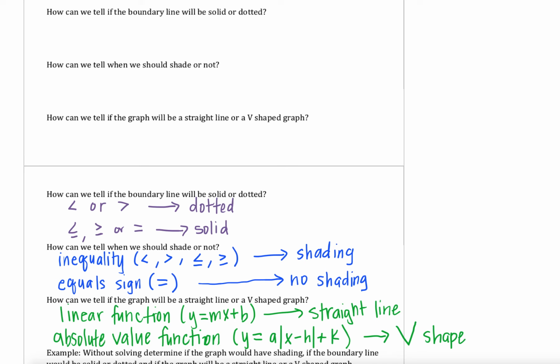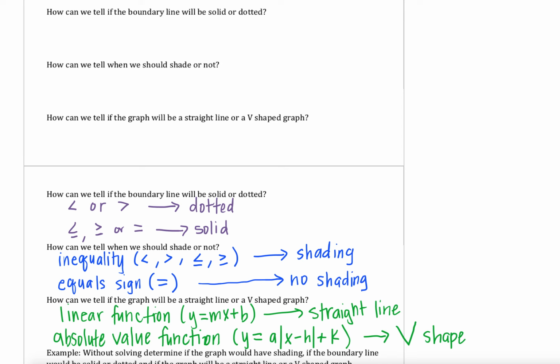And for our last question, how can we determine if the graph will be a straight line or a V-shaped graph? Well, it depends on what type of function we have. If we have a linear function, something like y equals mx plus b, where there are no absolute value bars in here, then my graph is going to be a straight line. If I have an absolute value function, like y equals a times the absolute value of x minus h plus k, we know that the parent function for that is a V-shaped graph, so any transformations of that graph will also be a V-shaped graph.